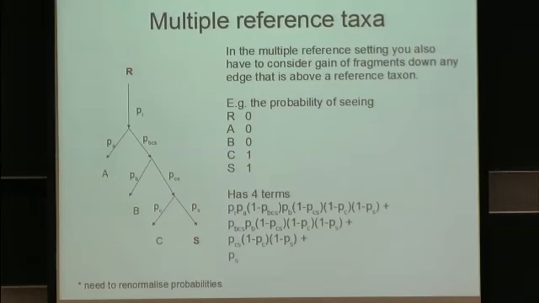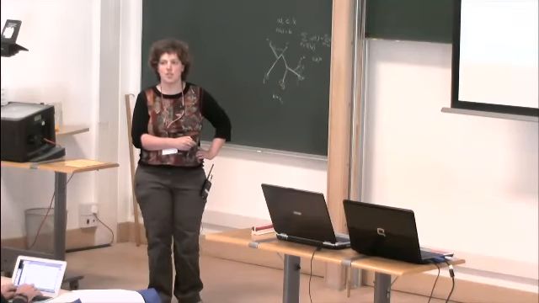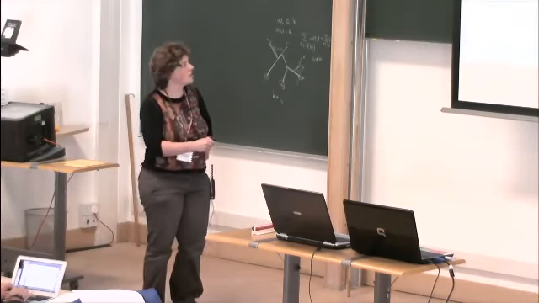Another example here is thinking about the case where you have two reference taxa, R and S. Again, you might think about what the probability is. I want to be able to write down probabilities of seeing any particular pattern. So, up to a fudge factor that I'll explain later, let's think about the probability that you see a fragment at S and at C. As soon as you have multiple reference taxa, life becomes more painful for calculating these probabilities, because you have to worry about gain as well as loss.